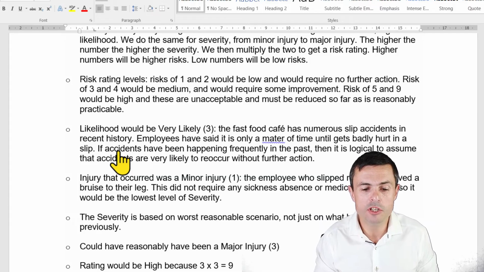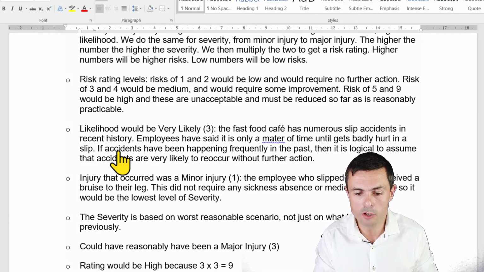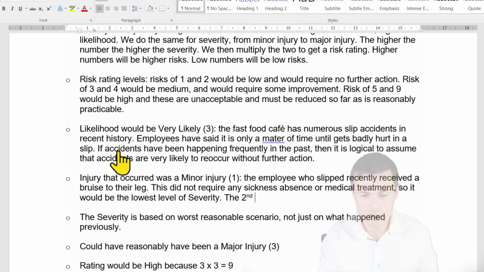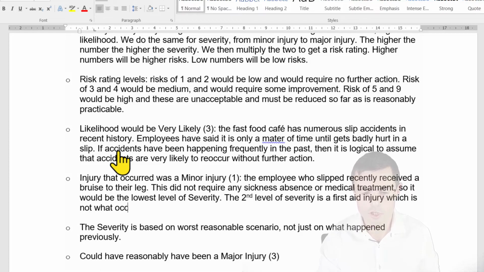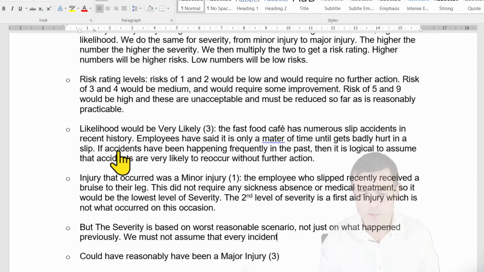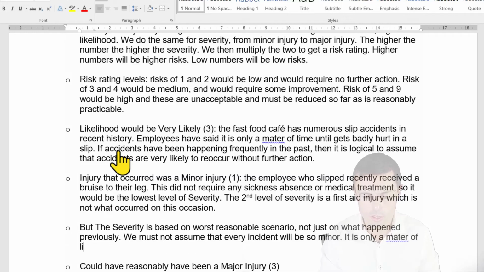You're going to do the same thing with the severity as well. So there was a minor injury, it's the lowest level of severity. You could say the second level of severity is a first aid injury, which is not what occurred on this occasion. But there's a big but here, and I would actually add in a but there. I would say, but the severity is based on the reasonable worst case scenario, not on what happened previously. We must not assume that every incident will be so minor. It is only a matter of luck whether someone receives a major injury.